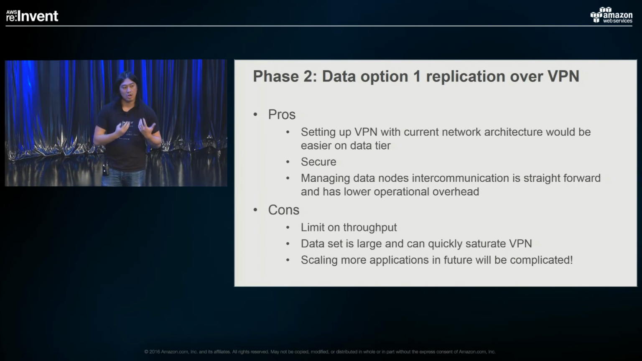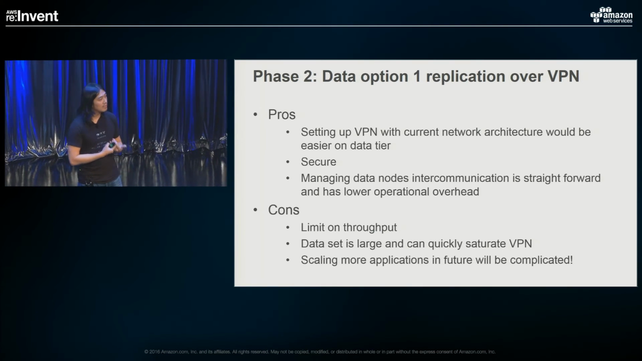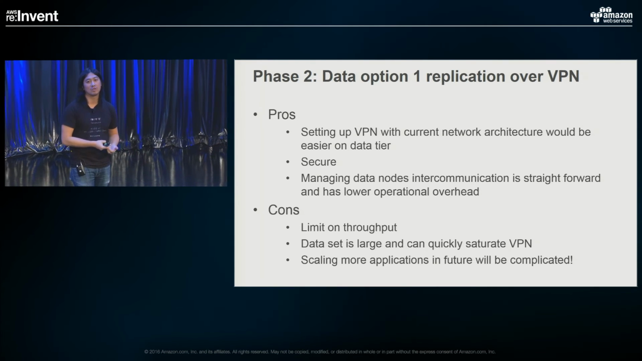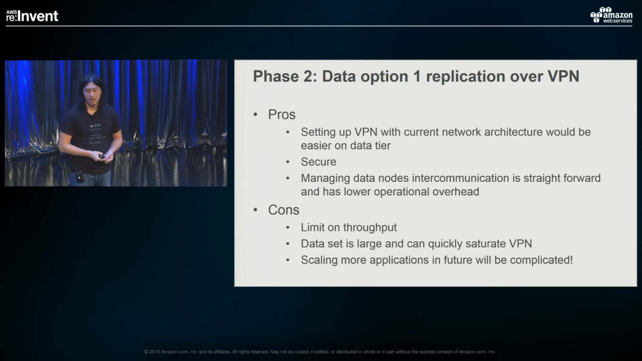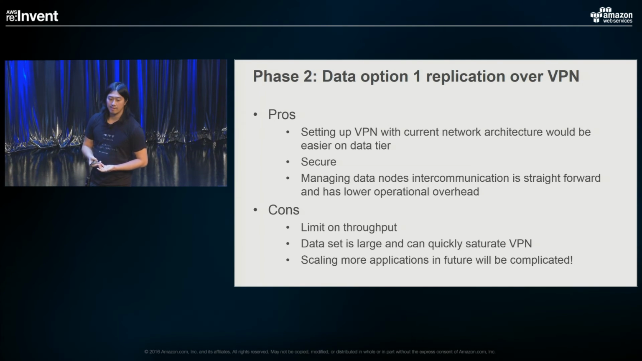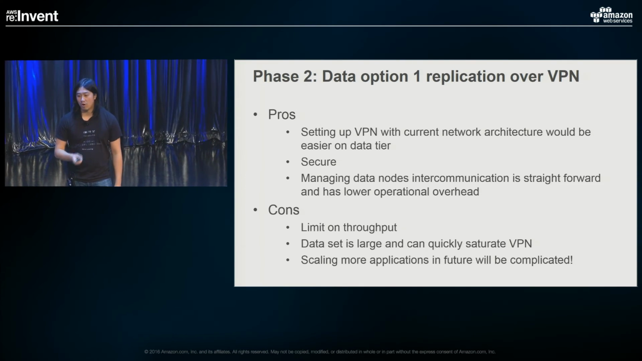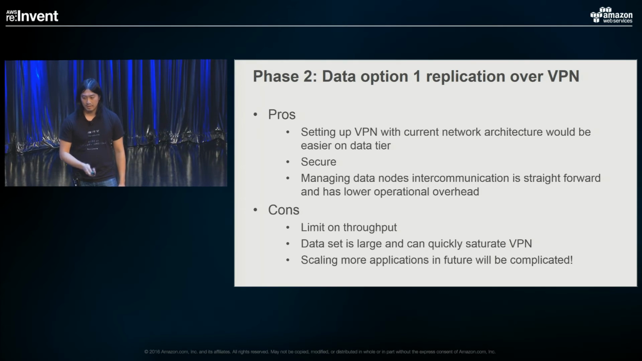But there are some serious cons. Some of the cons are that we're really limited on throughput. Depending on how much data you're creating, it could quickly saturate a VPN, something that we saw. And depending on what you're doing, maybe it doesn't make sense. And also, when you scale with more applications, you only have a fixed set of VPNs you can use. If you add new applications, maybe it works for you today, but maybe tomorrow you're adding 10 new applications, and it may not work. So it's something to keep in mind.